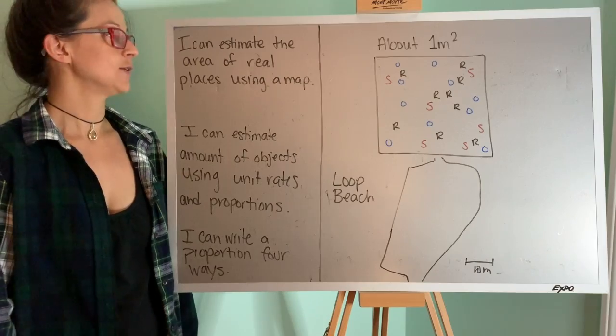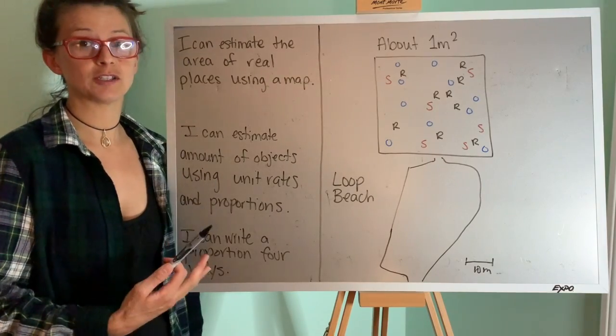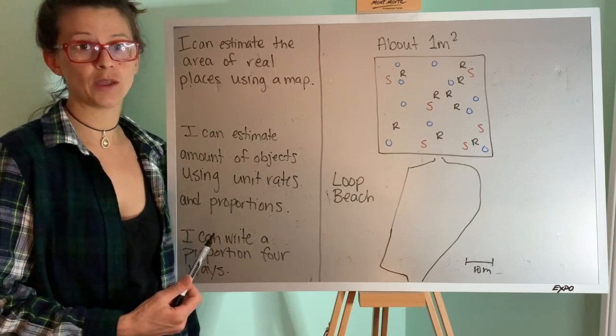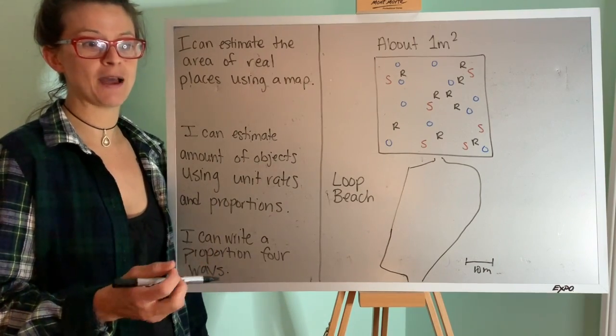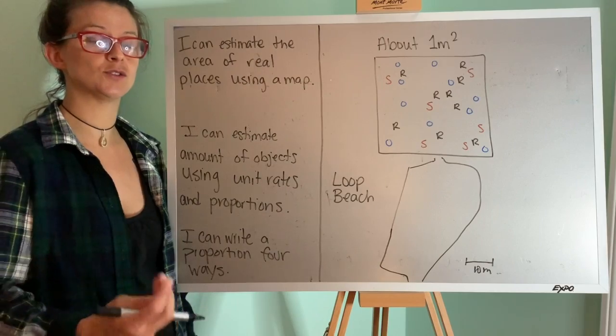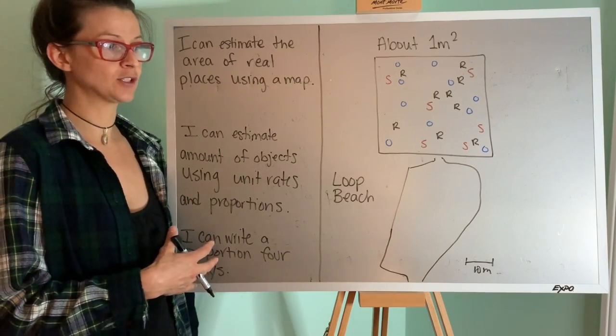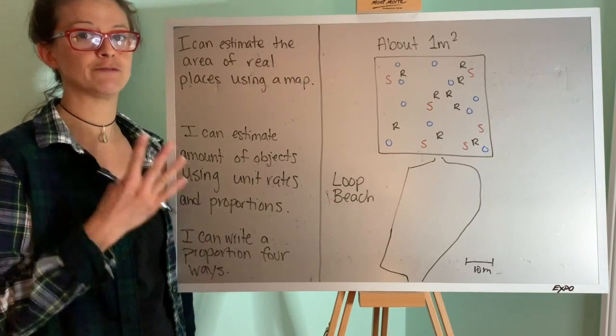Today we're going to estimate the area of a real space using a map and a key. We're also going to estimate the amount of objects in a space using unit rates and proportions. And lastly, we're going to be able to write a proportion 4 ways.